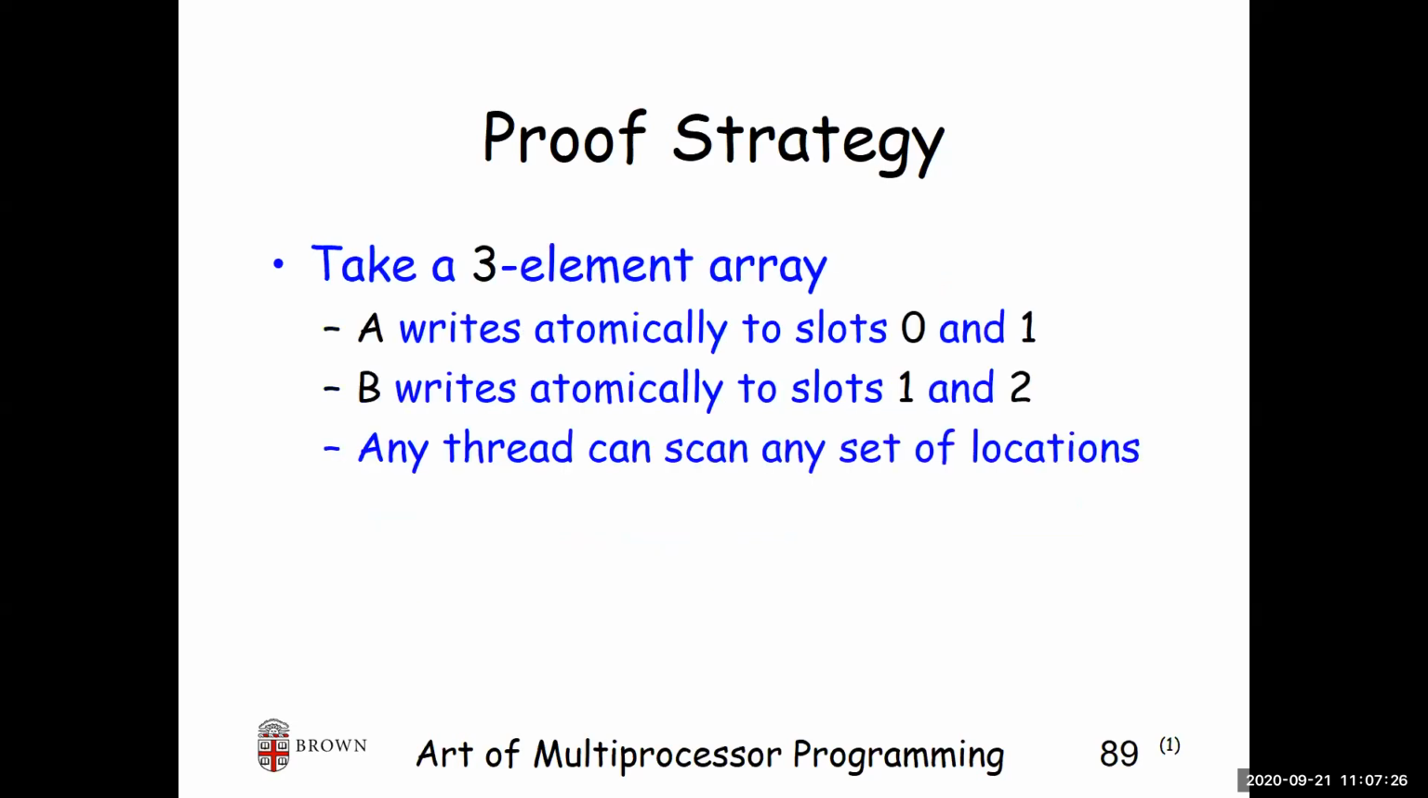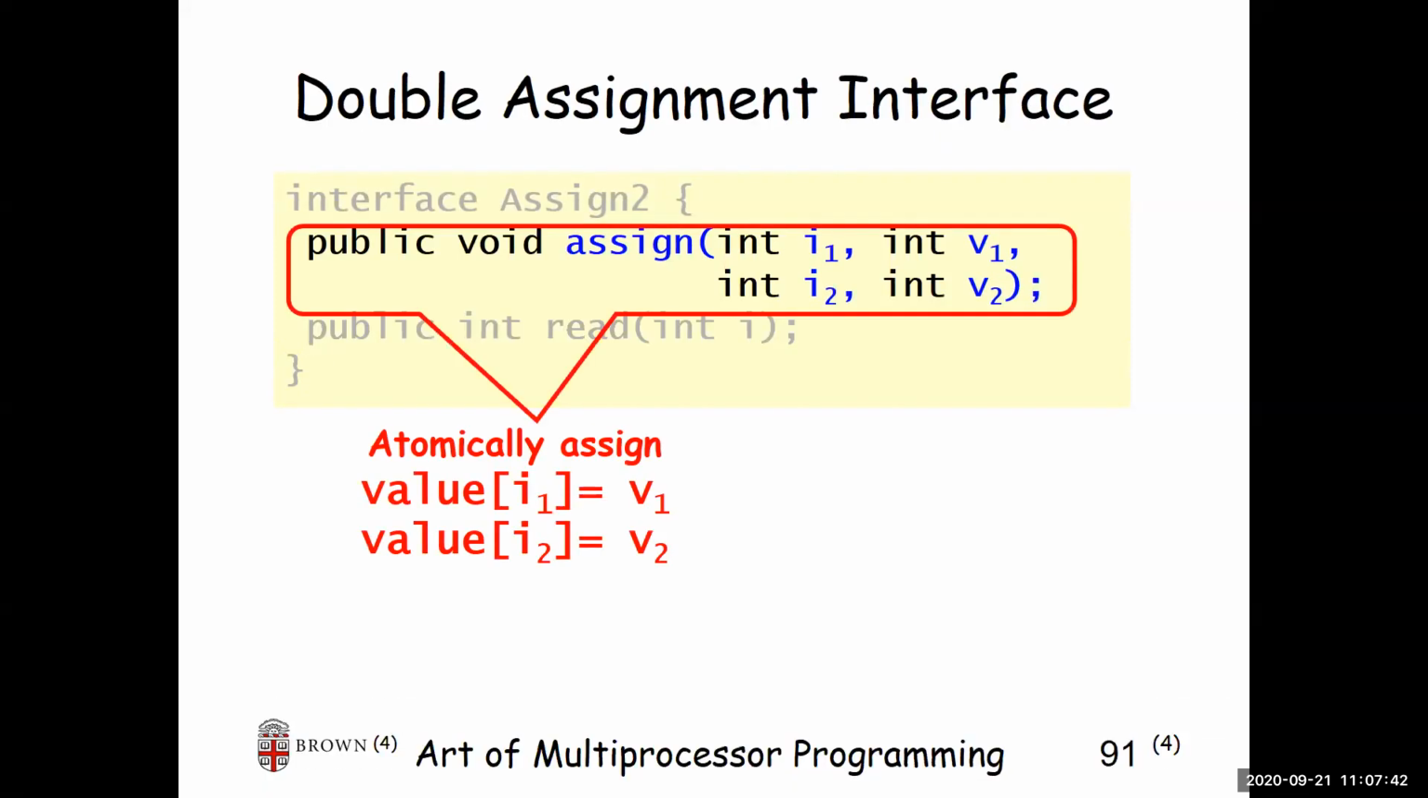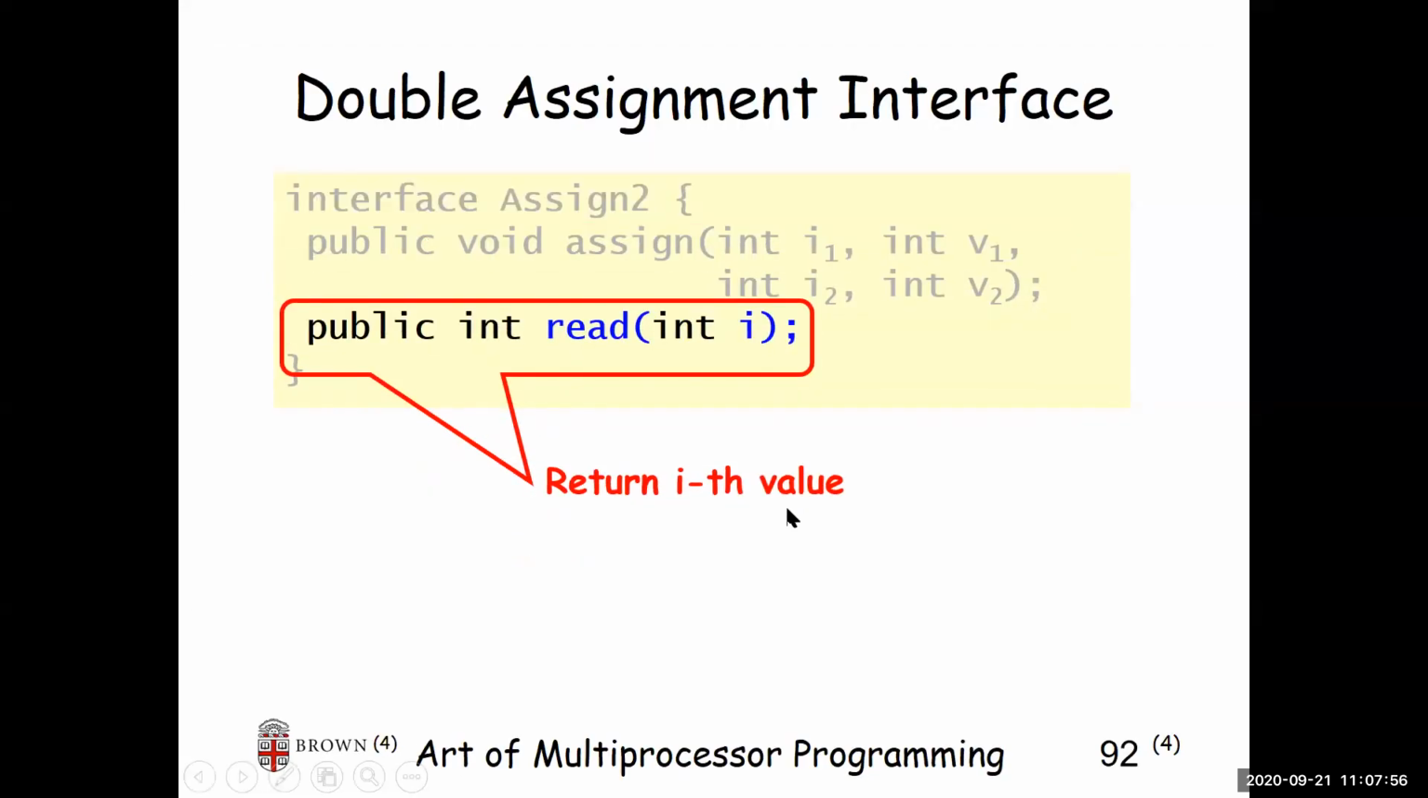So let's imagine that we have a 3-element array and that A writes atomically to slots 0 and 1. At the same time, B tries to write atomically to slots 1 and 2. And then any thread can scan any set of locations. So the double assignment is going to work like this. We're going to have an atomic assign(I1, V1, I2, V2), which will atomically assign array elements I1 and I2 with V1 and V2. And then we're going to read the ith value with this read method.